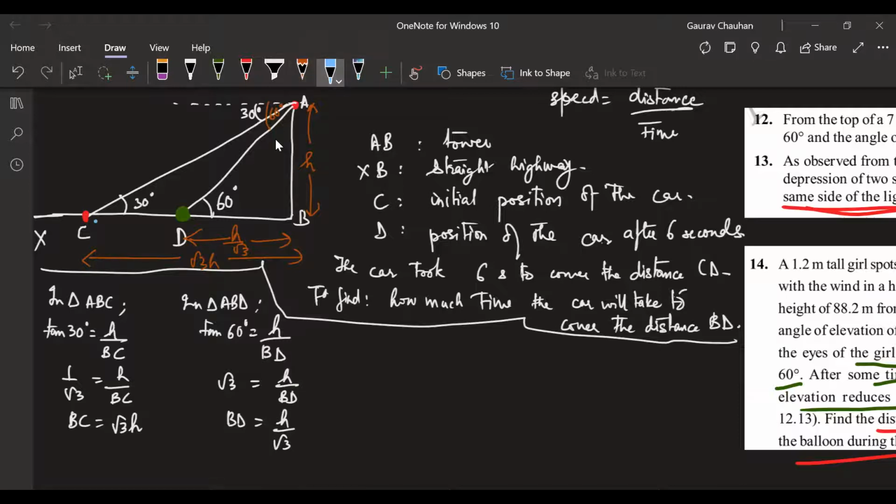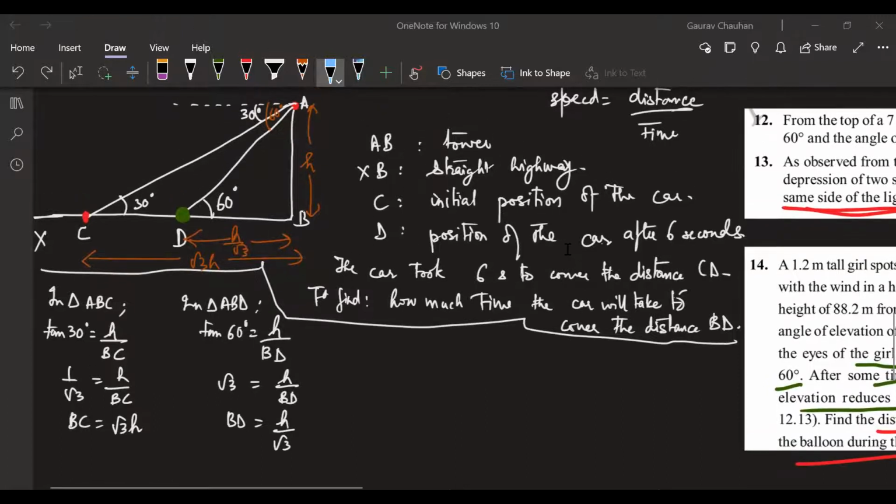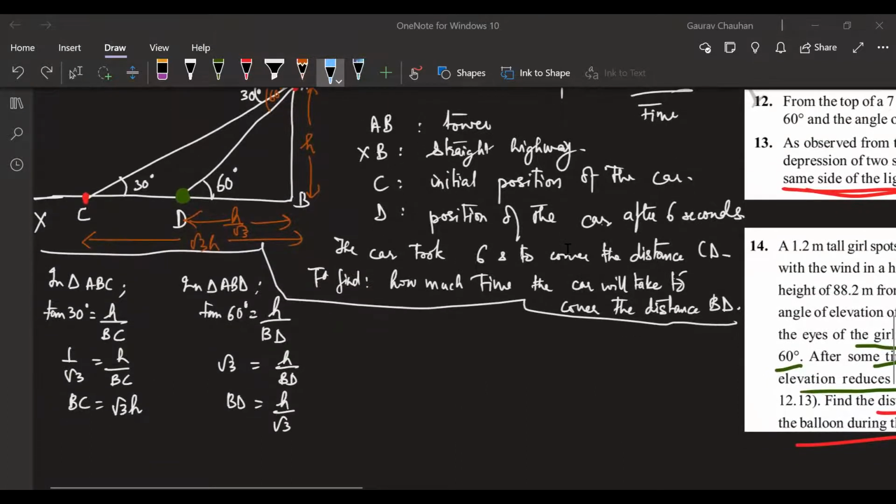Can I also find CD in terms of H? What would your response be? Can I find CD in terms of H? Anyone? How will I do that? Riza, maybe you can help us here. Sir, I was thinking like if we subtract, sir, like root 3H minus H by root 3, then we'll get in terms of H only, sir. Perfect. Going good so far.